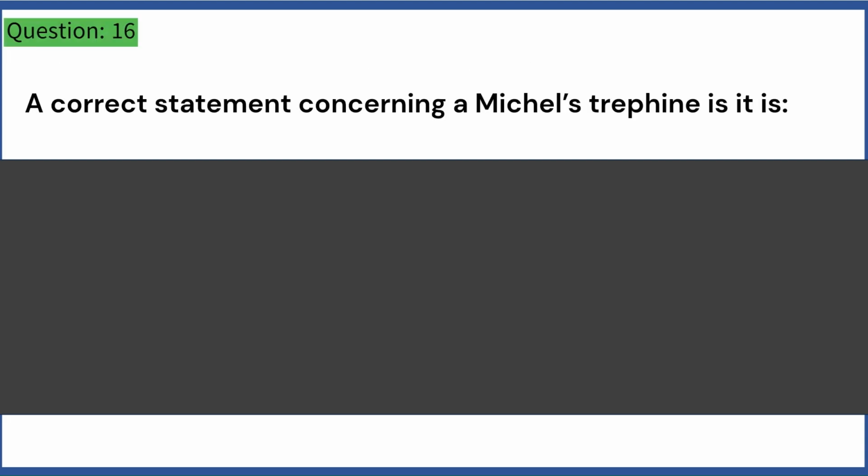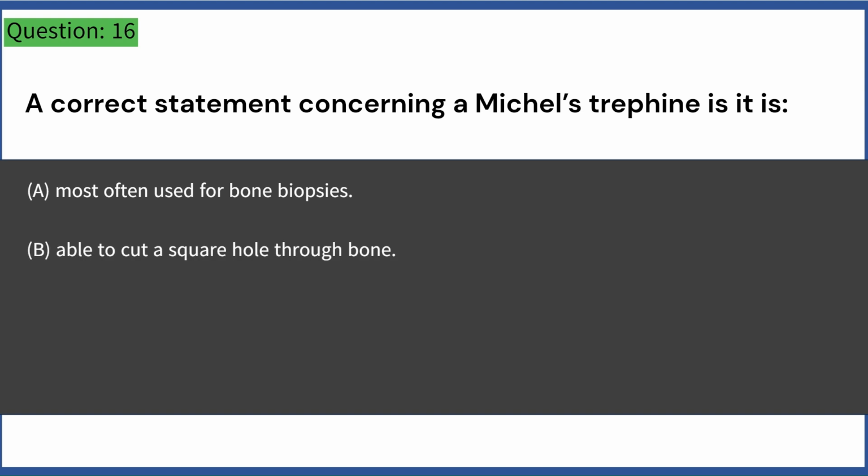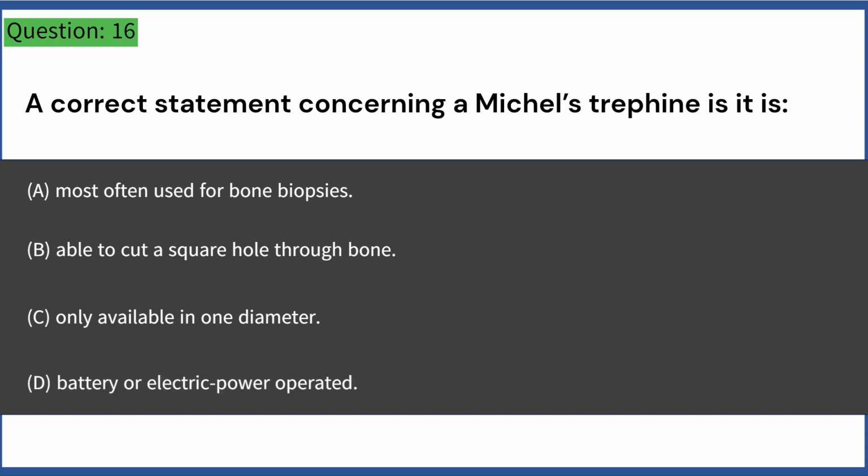A correct statement concerning a Michel's trephine is it is: A. Most often used for bone biopsies. B. Able to cut a square hole through bone. C. Only available in 1 diameter. D. Battery or electric power operated. Answer A. Most often used for bone biopsies.